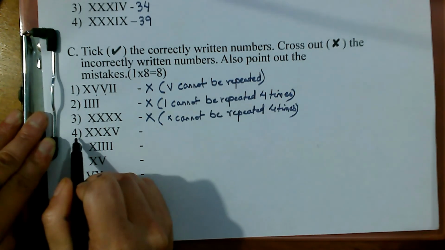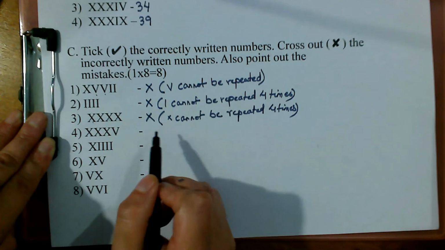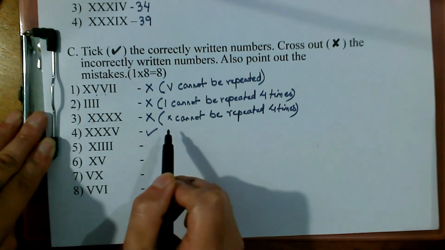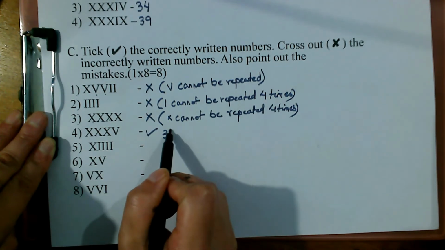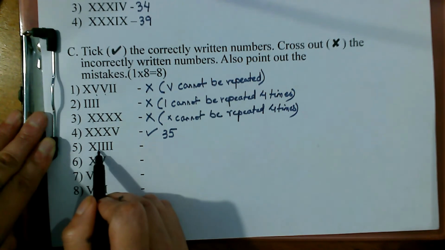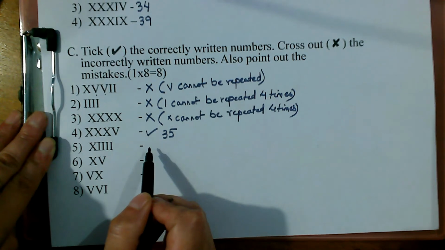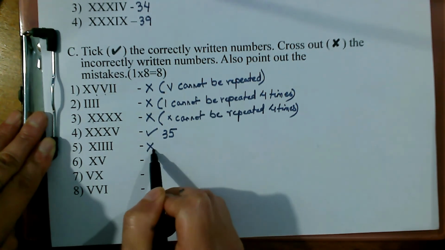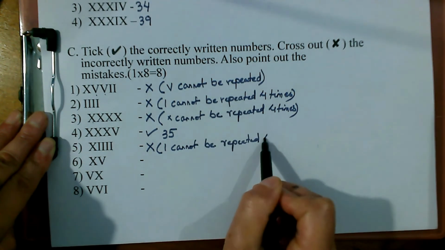And question number 4, XXXV. Is this correctly written or incorrectly written? This is correct. So this is X 3 times is 30 and V is 5. So you have to write 35 here. And question number 5, XIIII. You have to find out if this is correctly written or incorrectly written. So this is incorrect. So cross out because I cannot be repeated 4 times.